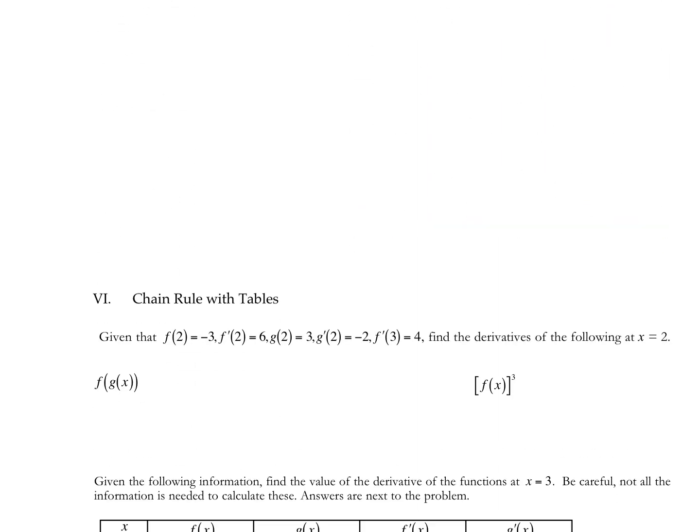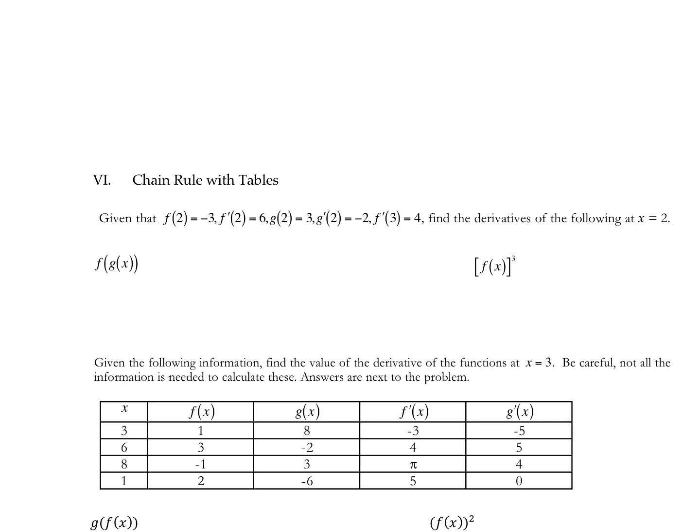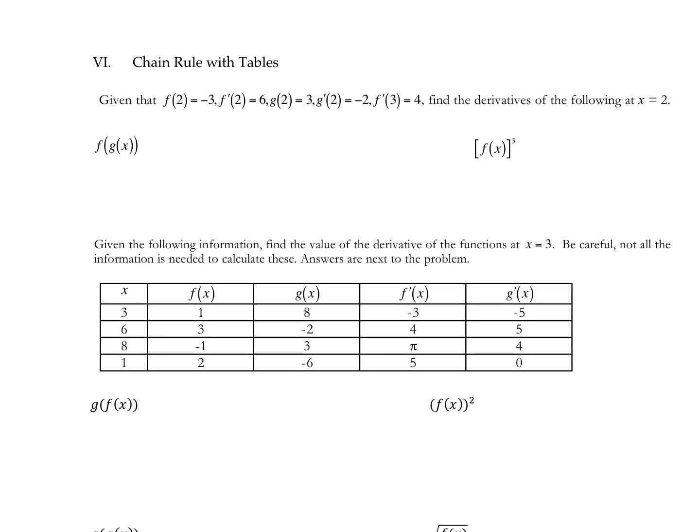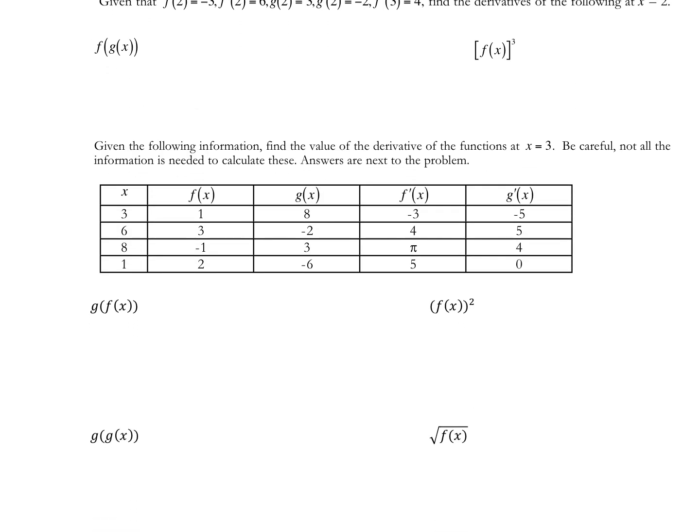Okay, and the last one we'll look at is chain rule with tables. Let's go down a little bit. It says, given the following information, find the value of the derivative of the functions at x equals 3. Be careful, not all the information given is needed to calculate these. Answers are next to the problem. All right, so let's try the second one, f of x squared.